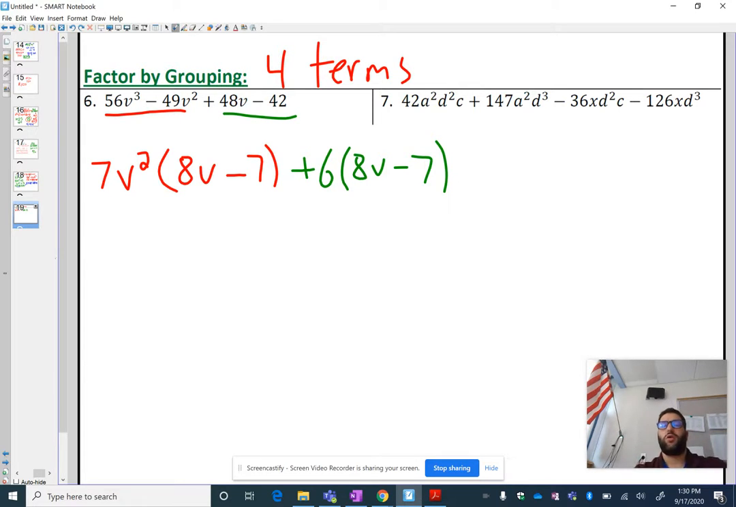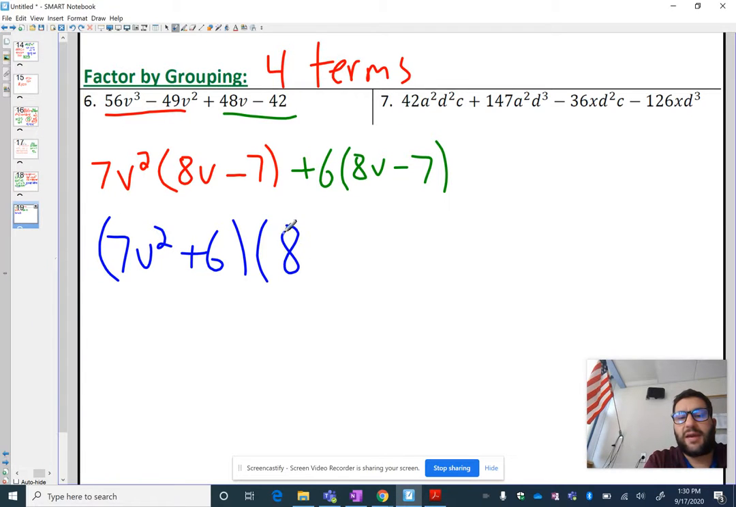Now, if you stop here and you look at it, you should notice something. You should notice that the expression inside the parentheses is the same, which helps us move to one last step, which is pretty cool. We can rewrite this as a set of two parentheses, 7v squared plus 6 times the quantity they had in common. So this method is very useful, especially since lately we've been setting things equal to 0 if it's in the denominator. It's easy to solve for v at this point. Okay, so that's the first one.